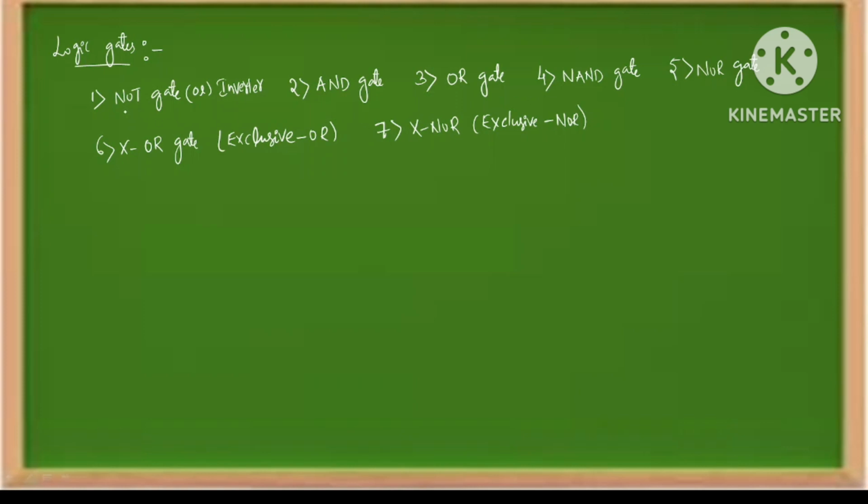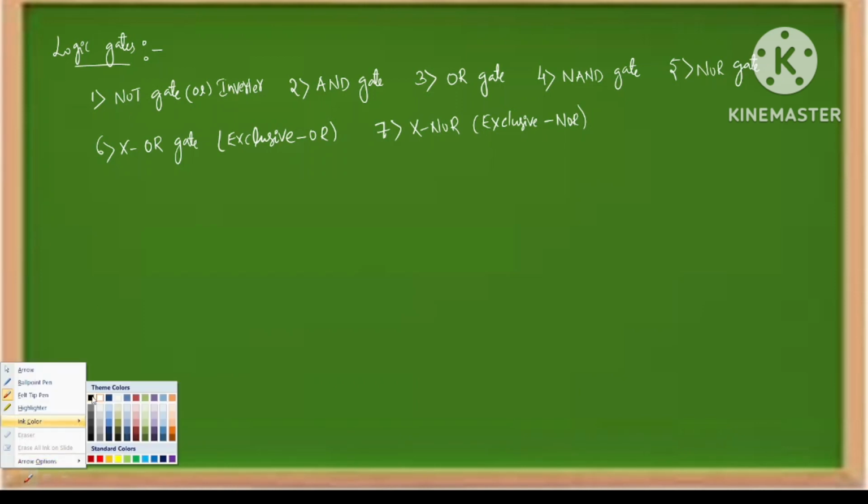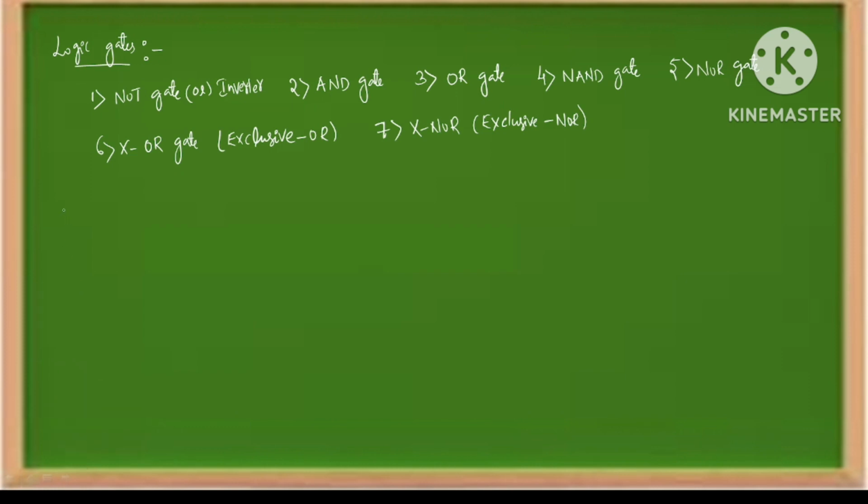We will see for each gate what its symbol is, which is used in the logic diagram, what its output function is, and the truth table. If you have this basic knowledge about each and every gate, then only you can understand the design of any electronic circuit. So let me first go through the first gate, which is the NOT gate. Let me write here NOT gate.